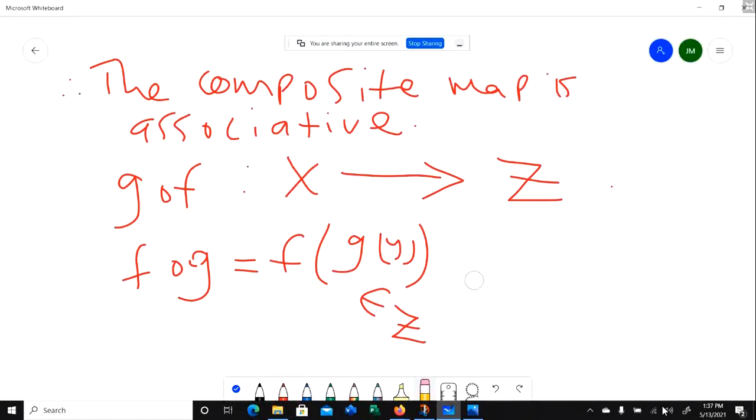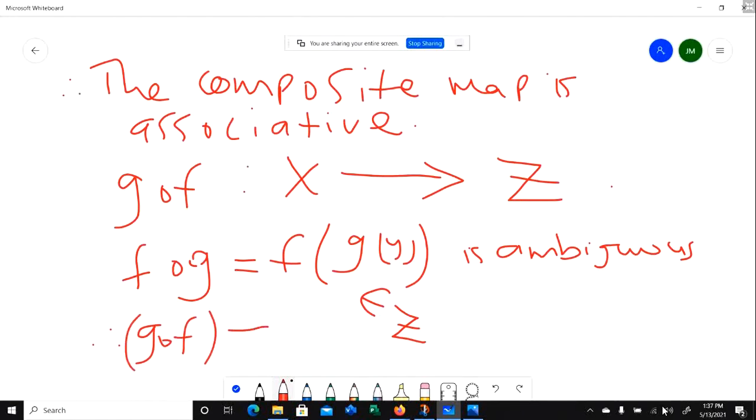So this one, there's some ambiguity there, because now F, since G of Y is in the set Z, is supposed to act on that member of the set Z, and yet F has no mandate in Z. It only acts in X. Therefore, there's a problem there, and we can say that G composite F is not equal to F composite G.